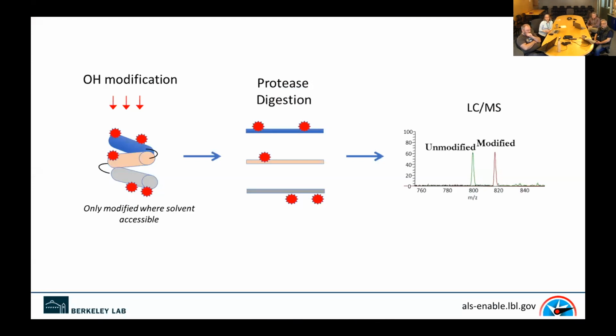This is the same overview, but in a pictorial form. Basically, we produce our hydroxyl radicals. They modify the protein in certain places where they're accessible. We digest, and then we run an LC-MS.